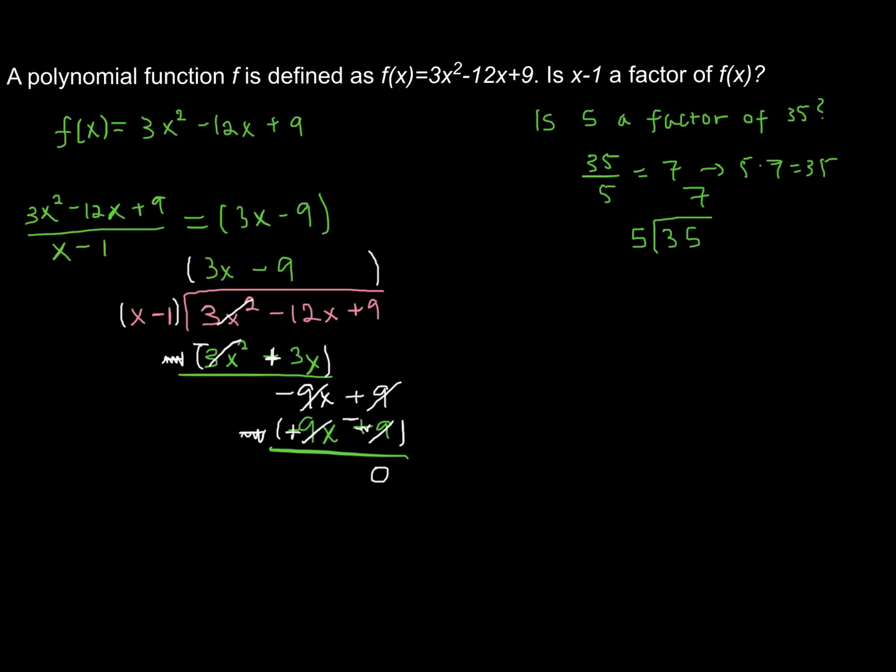Let's actually write that out. X minus 1 times 3x minus 9 will equal 3x squared minus 12x plus 9. And what that tells me is that x minus 1 is a factor of 3x squared minus 12x plus 9 because I can multiply it by another polynomial. There's no remainder. We'll talk about what it looks like to see a remainder in a little bit. No remainder, and I get exactly the polynomial that I wanted.